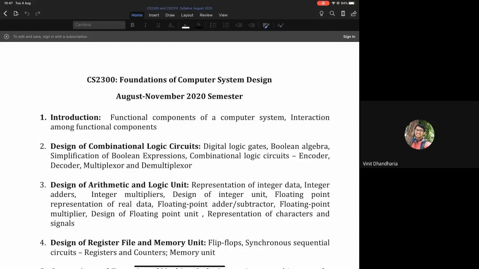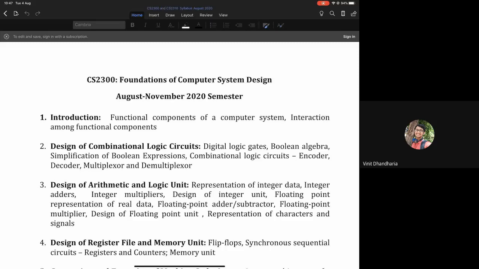Then we'll briefly look at the Boolean expressions and then how to simplify the Boolean expressions. The simplification of the Boolean expressions will actually help us to realize simpler circuits without changing the functionality of the circuit. Then we'll look at some of the building blocks in the combinational logic circuits called the encoder, decoder, multiplexer, and the demultiplexer. We'll come back to them later.